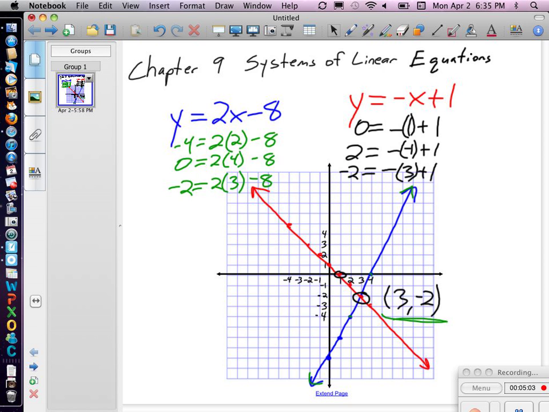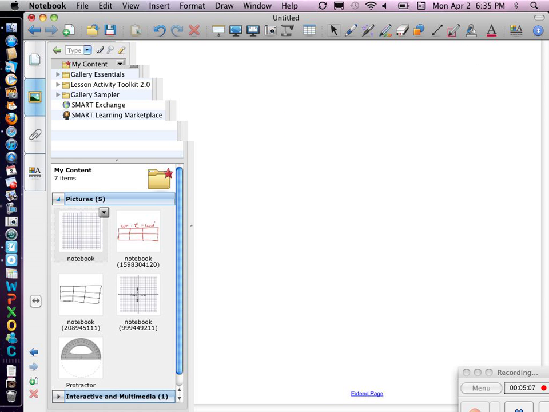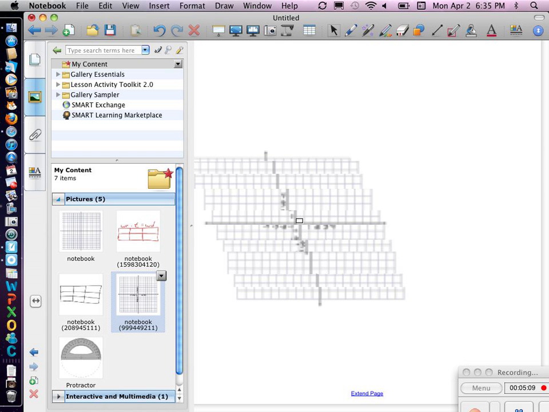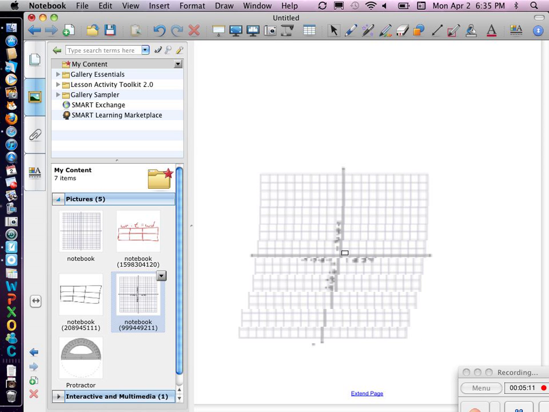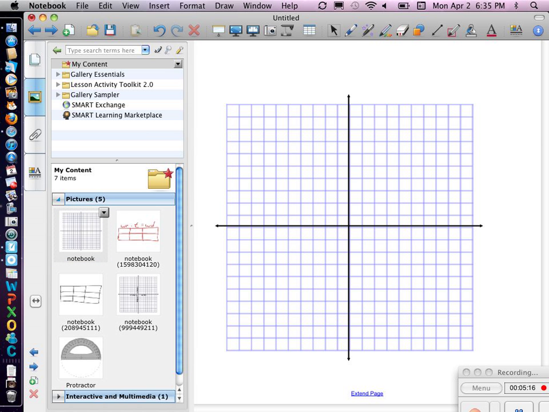So you might be asking yourself, well, what's the point of having a system of linear equations? What does this do for us in the real world? There's actually a lot of times where you could use linear equations in the real world.